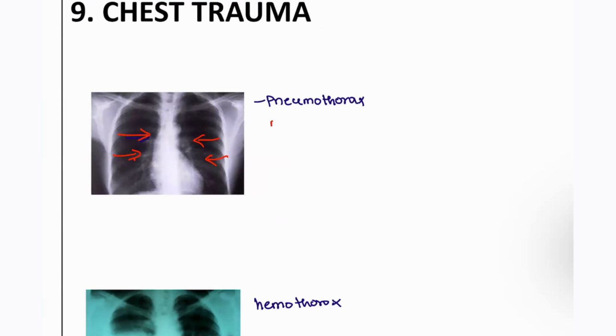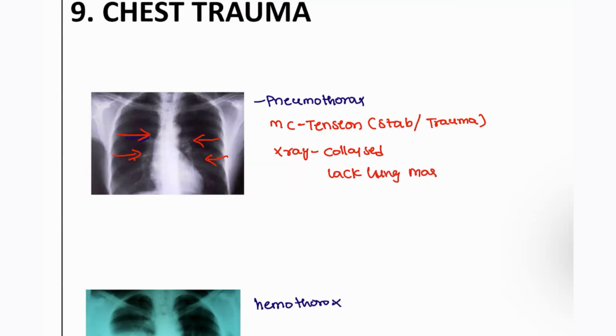The most common cause will be tension pneumothorax, and tension pneumothorax could be due to a stab injury, or suddenly an injury related to an RTA. And how are we going to identify the patient suffering from pneumothorax? On the X-ray, you are going to see the collapsed lung and lack of lung markings. The lung markings will be absent. If it is severely affected, you are going to see the tracheal shift to the opposite side. That is also seen in this patient.